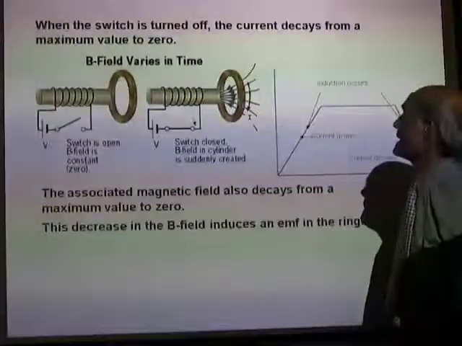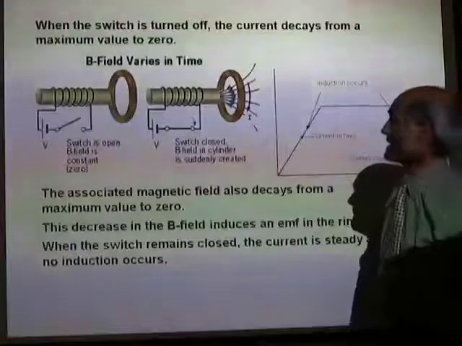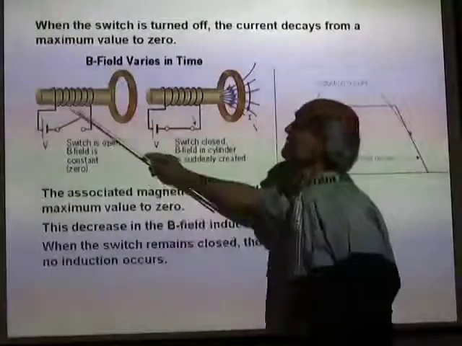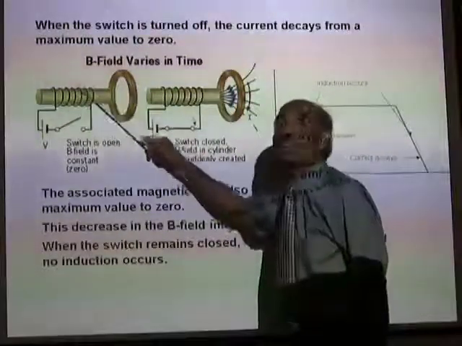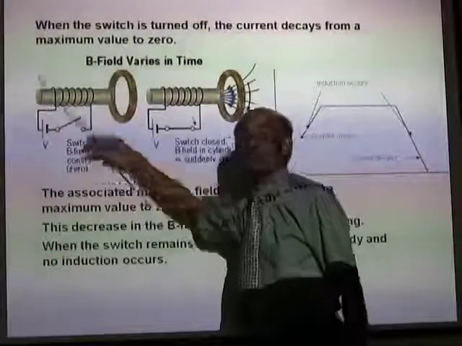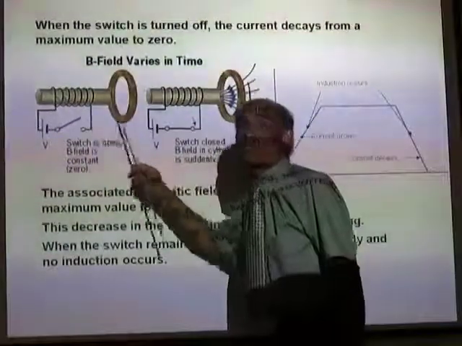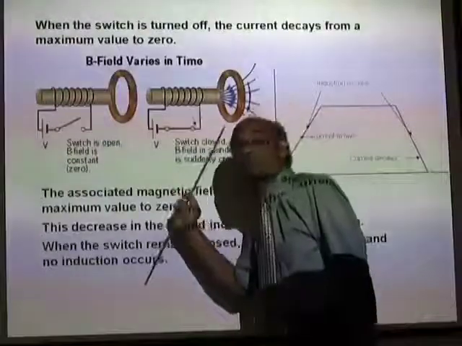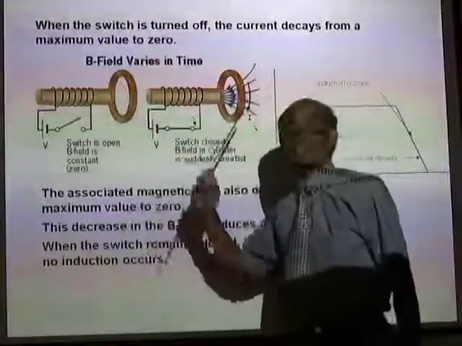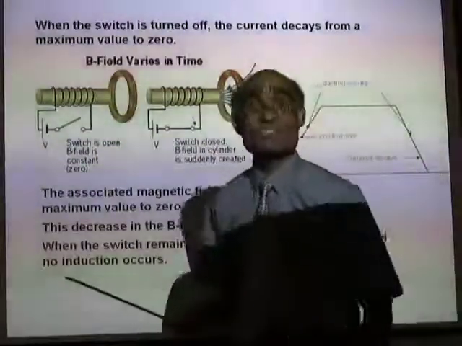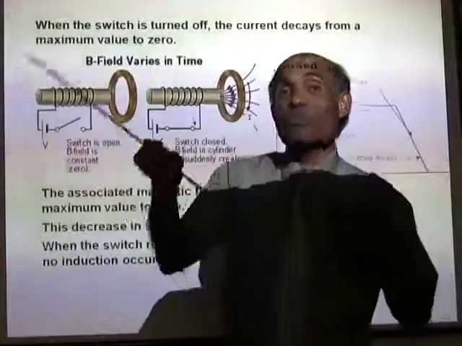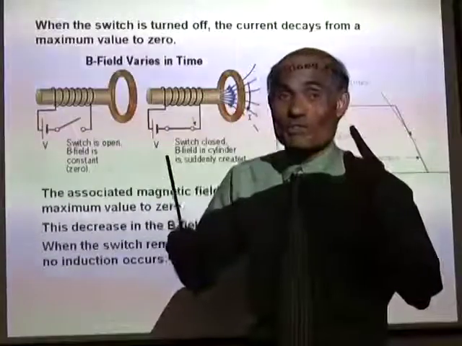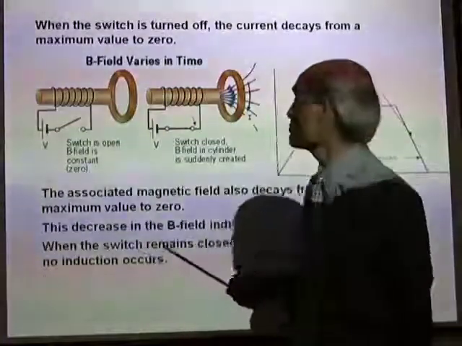will induce an EMF in the ring. Now you notice that if the current grows in the clockwise direction in this coil, the induced current will be in the opposite direction. In other words, Lenz's law says the direction of the induced current will be such as to oppose the very cause of it. You must understand that statement very well.